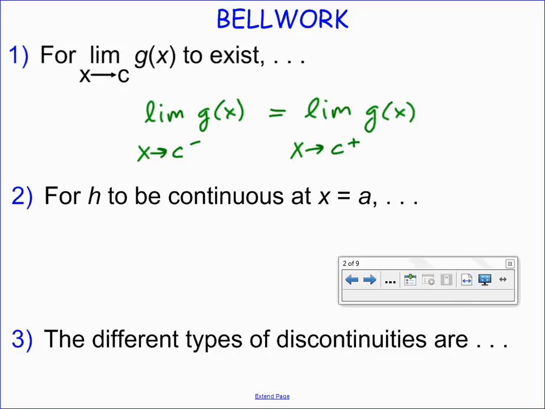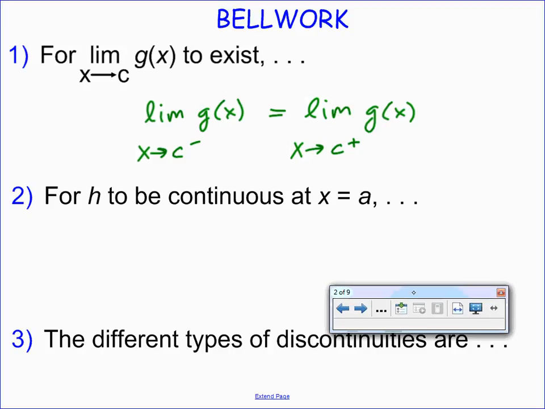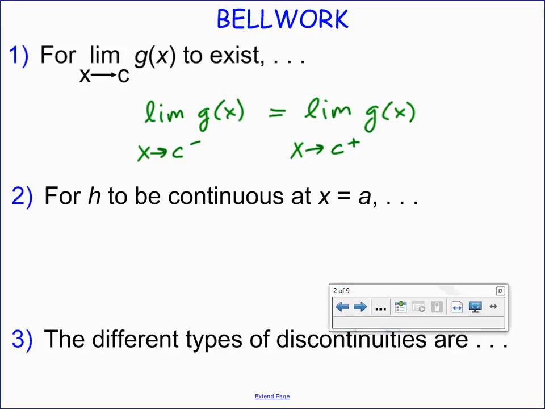Good job. Thank you. For h to be continuous at x equals a, and I used a different function name here, h, let's go ahead and do that as a limit equation as well. So for h to be continuous at x equals a, what must be true? Paul? The limit of h as x approaches a must exist. Yes. And? The limits have to be equal to each other.